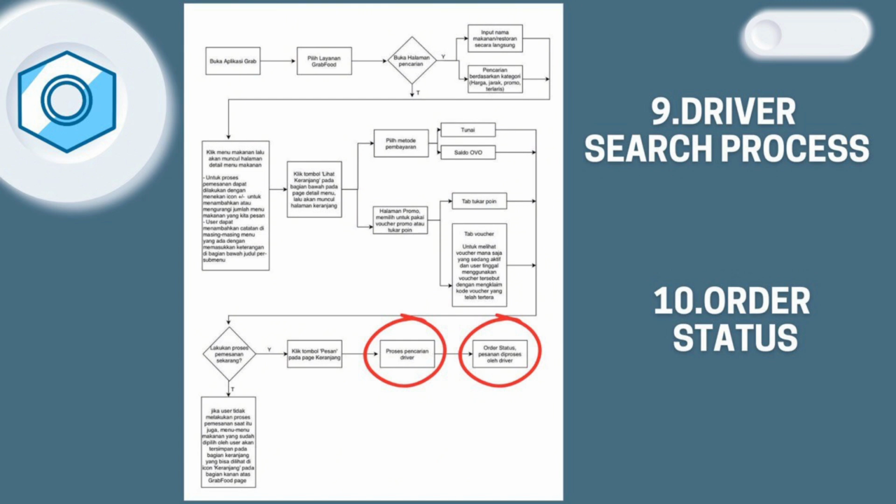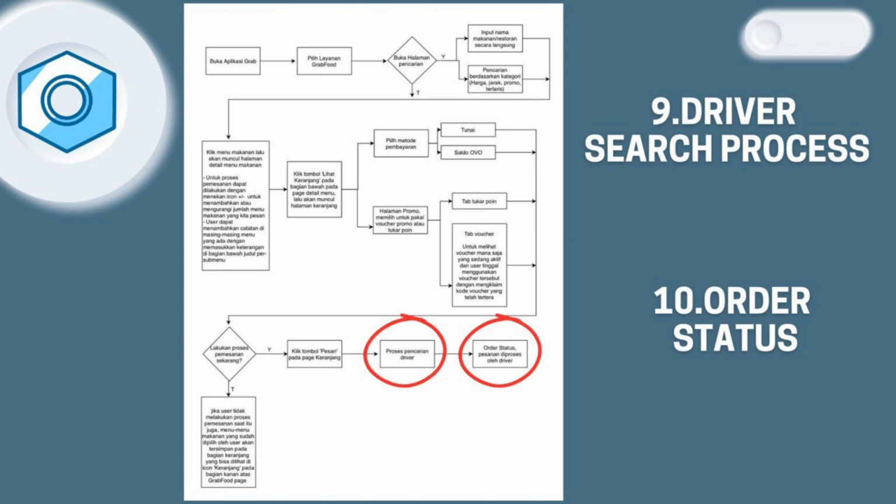After the driver has been assigned, the order status on the app keeps updating to show every stage of the delivery. For example, first it will say order confirmed when the restaurant starts preparing the food. Then, when the driver is on the way to pick up the order, the status will change again to driver is arriving at the restaurant. Finally, once the driver picks up the food and starts heading to the customer, the status changes to order on the way.